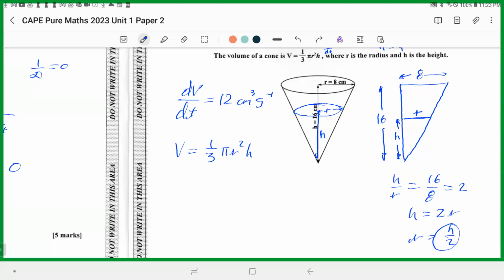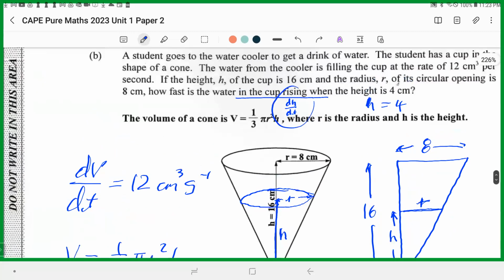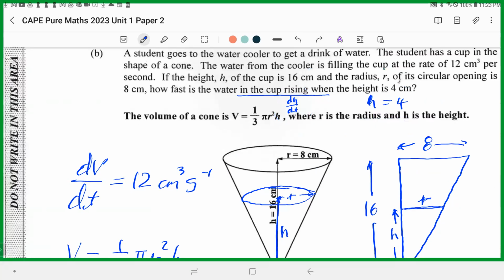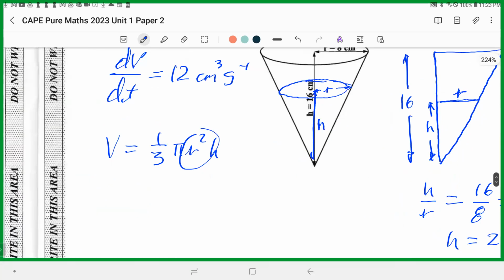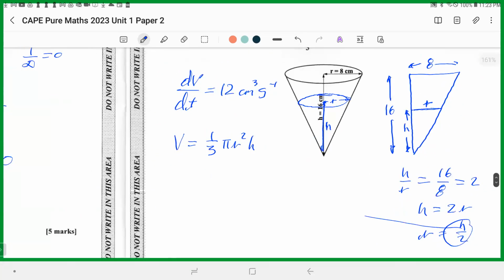The h is what we're interested in, because they say the rate of change of the height when the height is 4. So we're not interested in the radius. We have to get rid of the radius out of the relationship, right? So I substitute for the h over 2 right there.